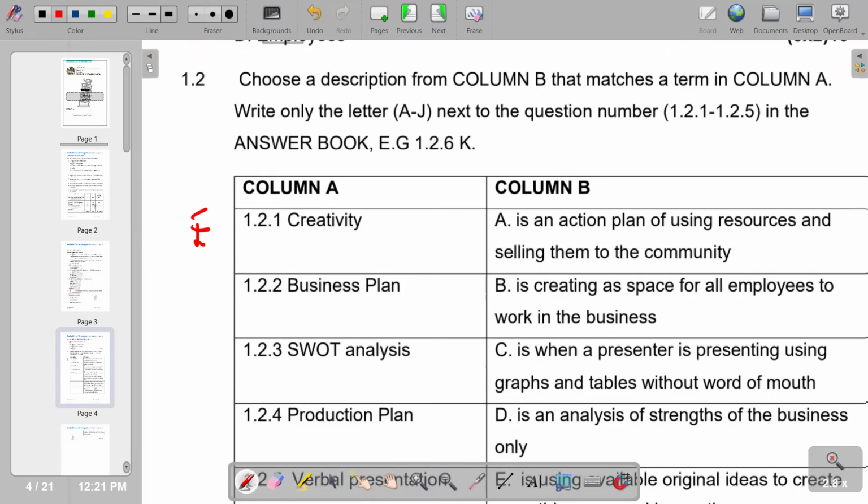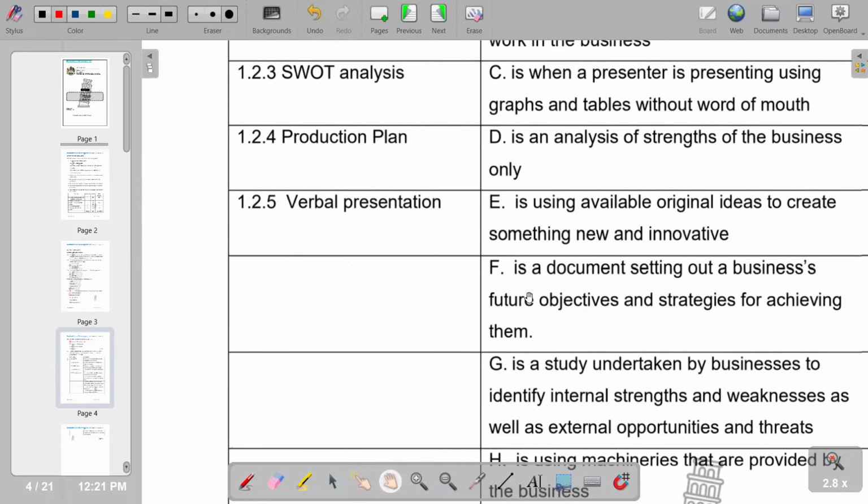Within that context, we check which one matches business plan according to our column B. Going down, we've got further responses. If you go to F, it is a document setting out a business's future objectives and strategies for achieving them. So we have F as the correct response.